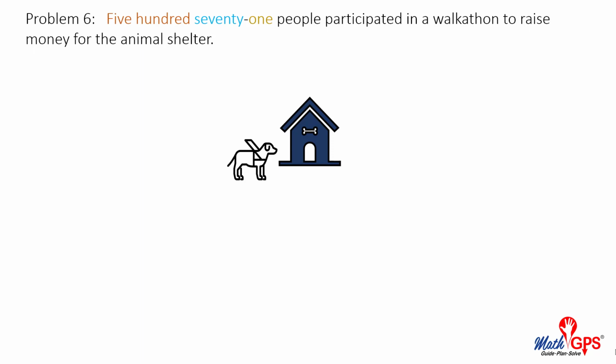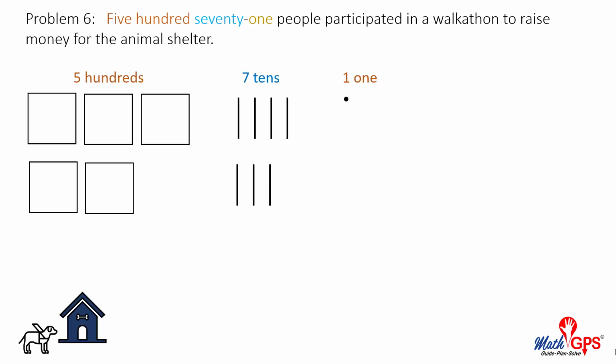Problem 6. 571 people participated in a walkathon to raise money for the animal shelter. How can we model this amount using a quick drawing? Sketch 5 squares to represent 5 flats. Sketch 7 line segments to represent 7 tens. Sketch a small dot to represent 1 unit.